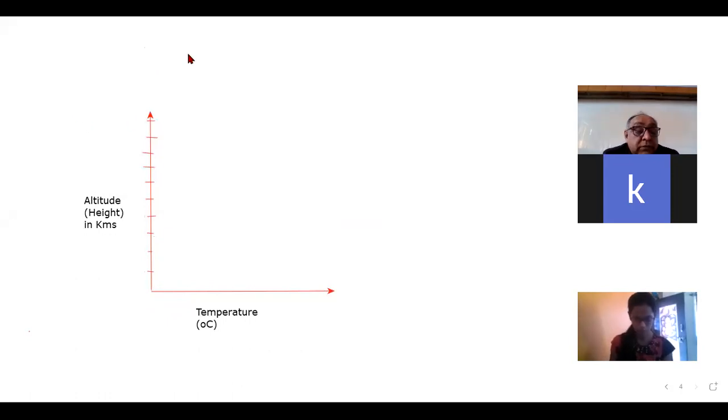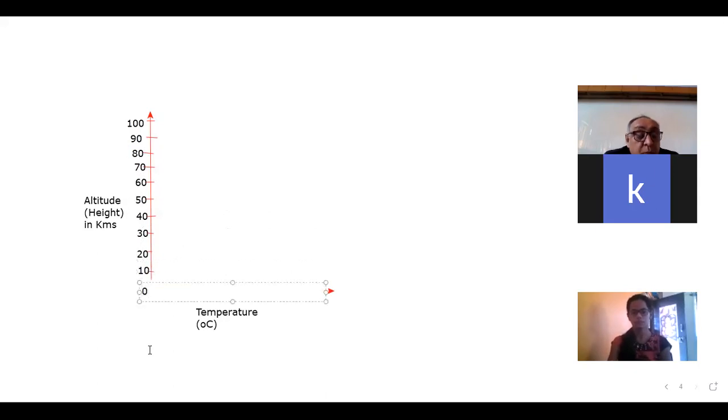So now, let me mark it here. This is 100, and this is 90, and next it is 80, next 70, 60, 50, and this is 40, this is 30, this is 20, and this is 10. So this is the height, or we can say the altitude, and here comes 0. This is the height.